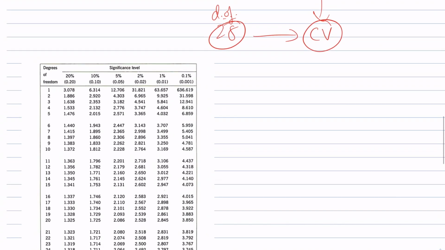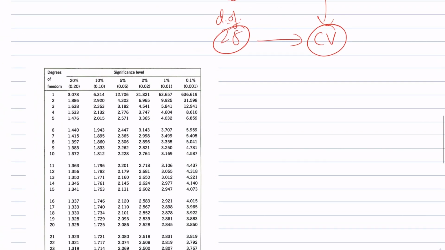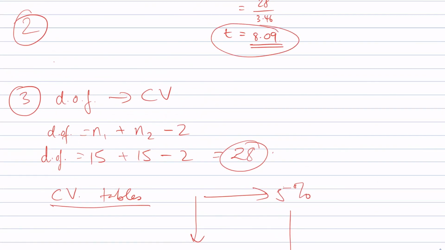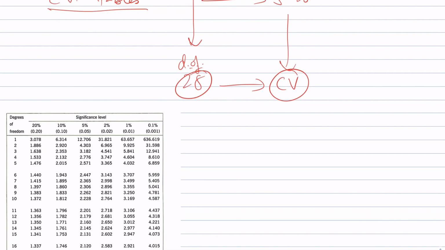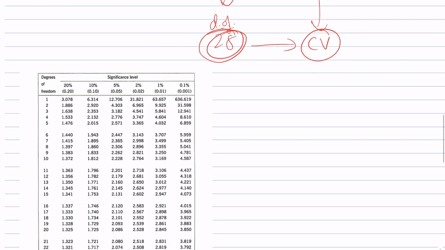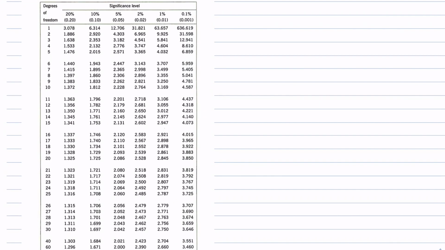Alright guys, and we are back, and now we have our critical value table. Now these tables are different for each of the tests. We have a table of critical values for a t-test here. And remember our t-value is 8.09 that we've calculated, and the degrees of freedom we have is 28.